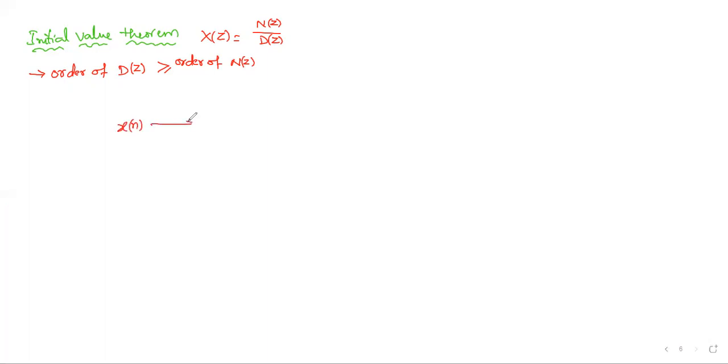x of n has z transform X of z. So now, what is x of 0? I need to find x of 0. x of 0 is nothing but the limit as z tends to infinity of X of z. In X of z, if you substitute z tending to infinity, you will get x of 0. That is the initial value theorem. Now, how to prove this?